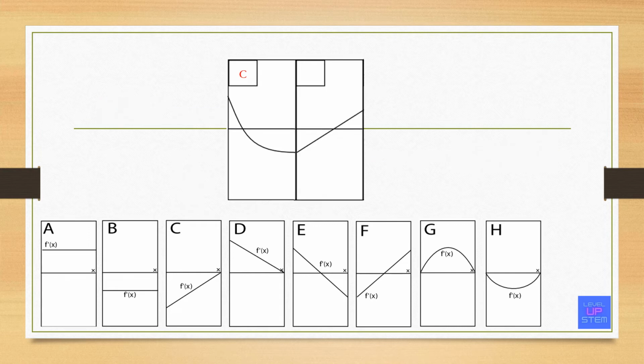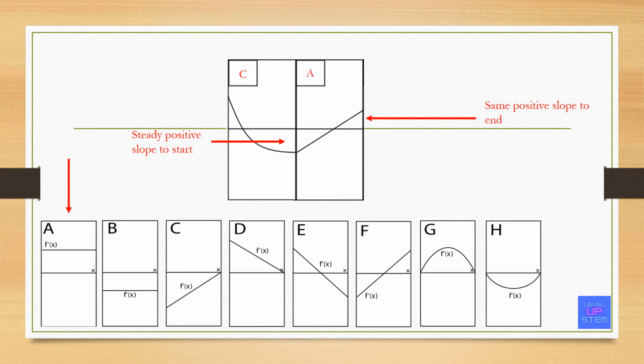So moving on to the next part of this graph. Again, we identify the start. It's a positive slope to start, and it's that same positive slope to end. So it's a constant slope. Out of all of these, A through H, which looks like a positive constant slope? If you said A, you would be right.